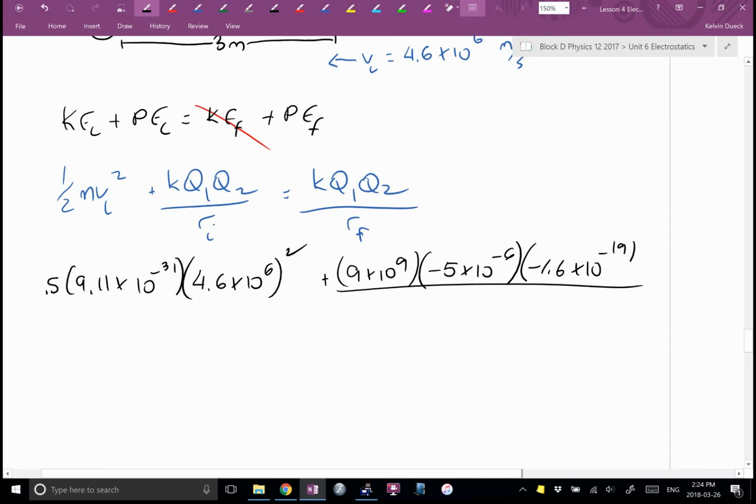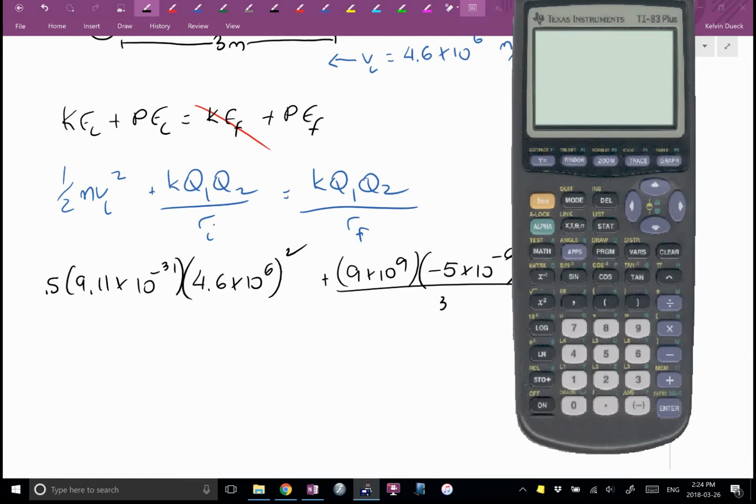Divided by, what was our initial? 3. That's going to equal that other thing. I'll just put ditto marks there for now. But that equals K Q1 Q2 over R final. Okay, you know what? I'm going to try. I think this I can type in one line. A half M V squared plus 9 times 10 to the 9th, negative 5 microcoulombs, negative 1.6 times 10 to the negative 19 divided by 3, not 3 squared.